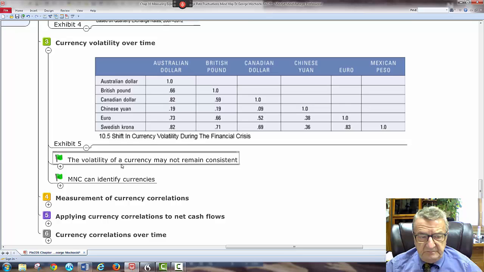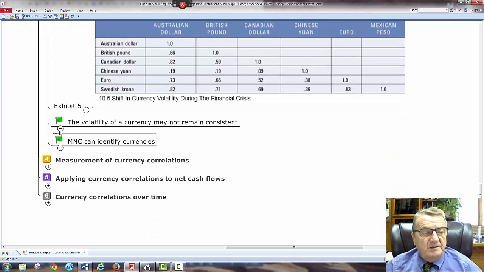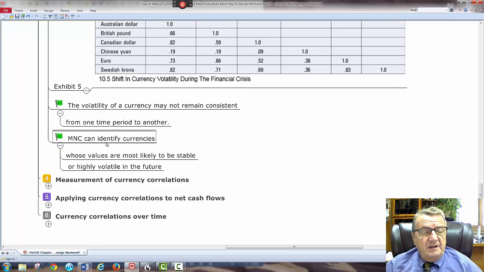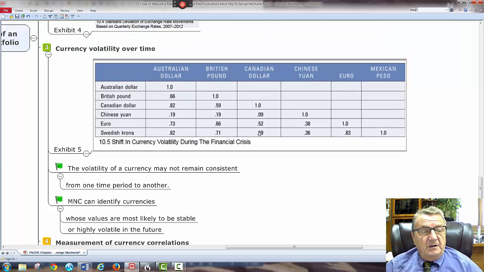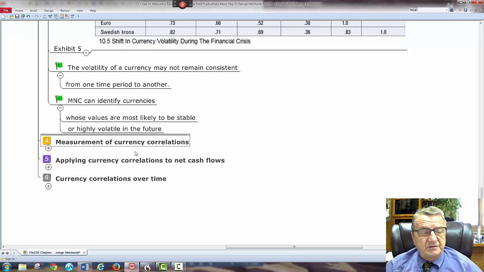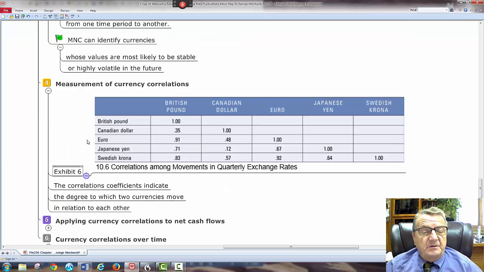Volatility. Okay. A currency may not remain constant from one time period to another, so an MNC can identify currencies whose values are most likely to be stable. So you look at this and see what's going on. Look at the difference in the financial crisis. Now, measurement of currency correlations. And I have another exhibit.